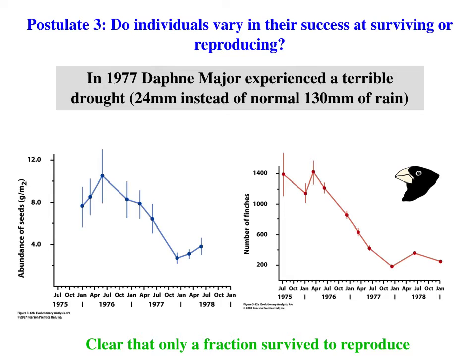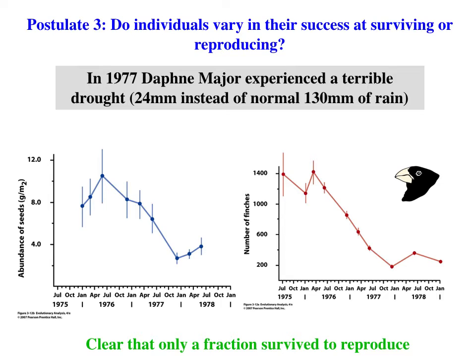Here on the right in red you see the number of finches dropping in that same time period, lagging just a little bit. Population about 1,400 all the way down to 200 in January of 1978. Massive reduction. Okay, so do individuals vary in their success at surviving or reproducing? Obviously, yes. Not all the individuals survived the drought, right? So there was a group of individuals that survived better than the rest that died off, and those individuals are obviously going to do better through reproduction.